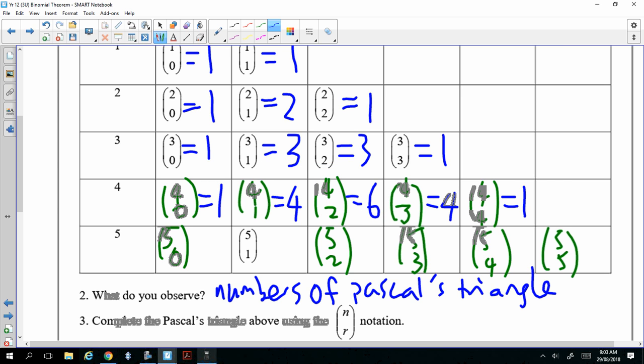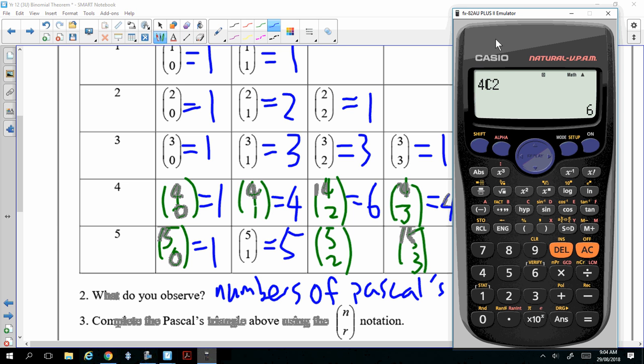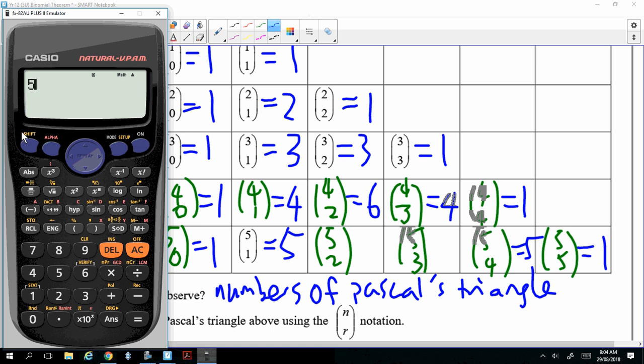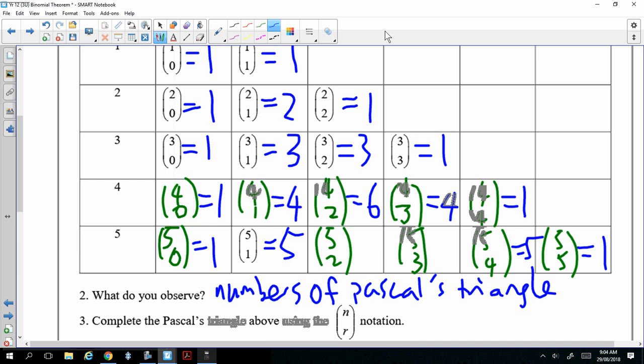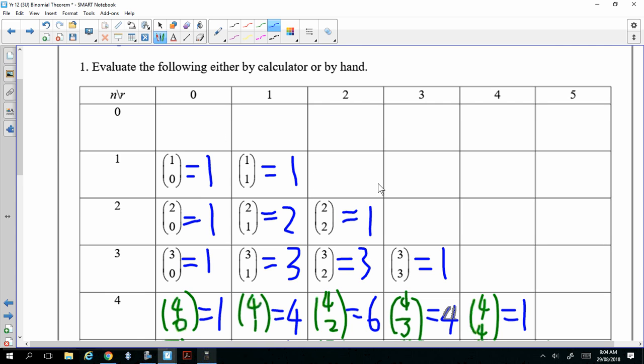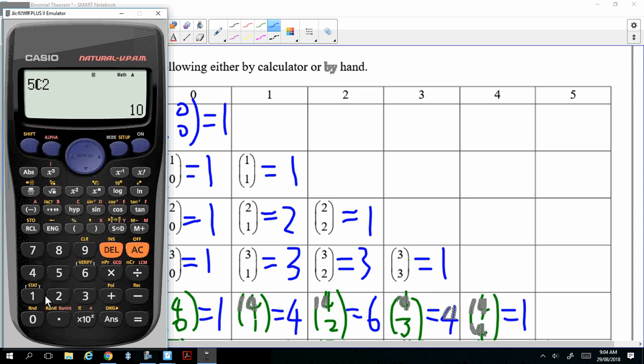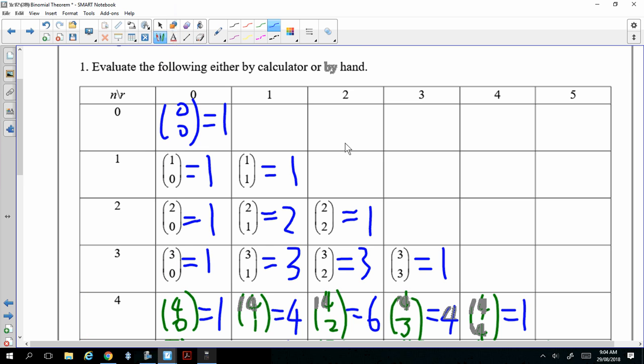So we know the first one's 1, the last one's 1. This is 5, this is 5. You just have to work out the middle two using the calculator. 5C2, 5 shift divide 2, you get 10. And by symmetry, that should be 10, because 5 2 is same as 5 3, right? By symmetry. Now, how about the first one? First one, you just write 0 0. That should be 1. You can double check on the calculator. 0C0. It gives you 1. Okay, good. We should get the Pascal's triangle.